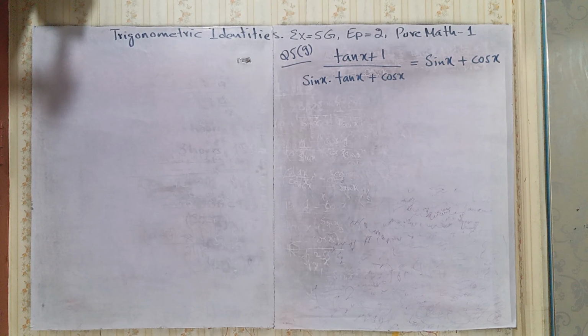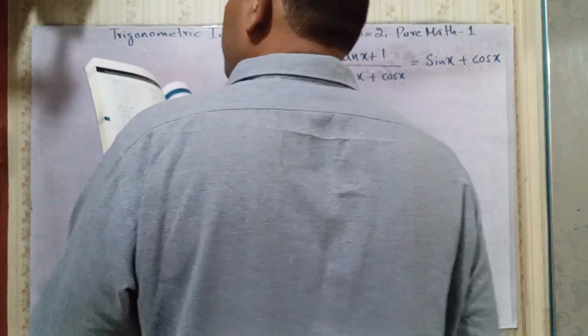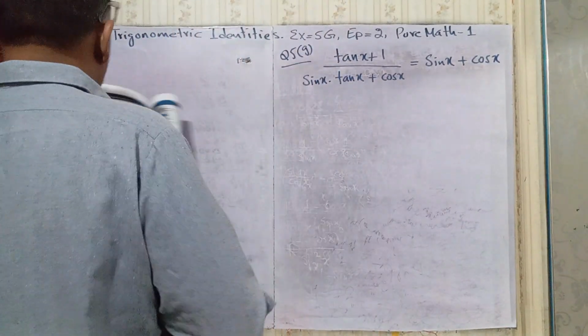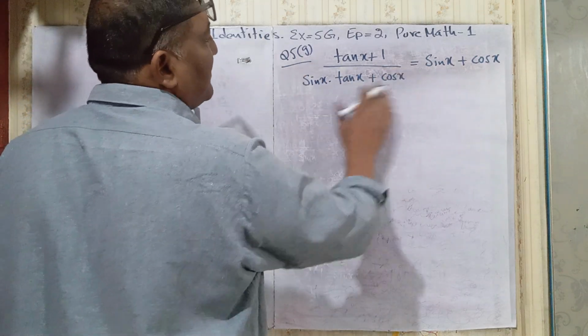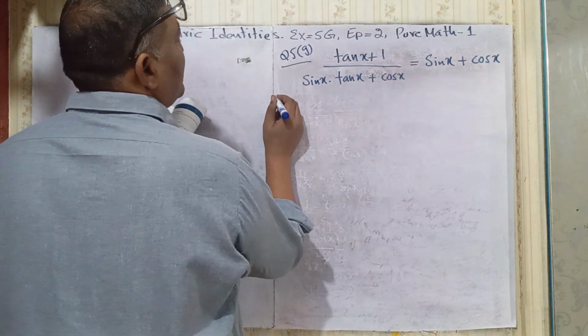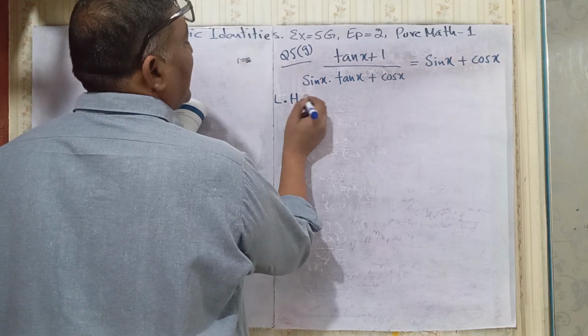So my dear students, we are working on question number 5. It's the G part, and this is the statement. We have to prove that the left hand side and the right hand side are equal to each other. So let's consider the left hand side.